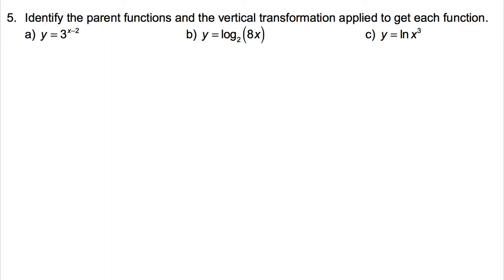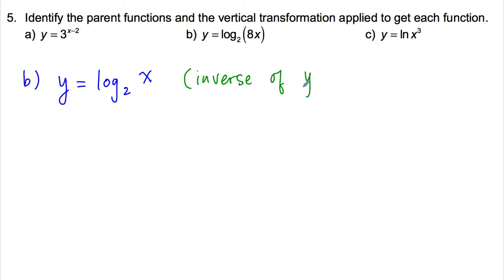So in part B, we have a logarithmic function, and we start off by writing the parent function, which is y equals log base 2 of x. Now this is the inverse, or the mirror image, of the y equals 2 to the x graph, and it's the mirror image through the y equals x identity line.